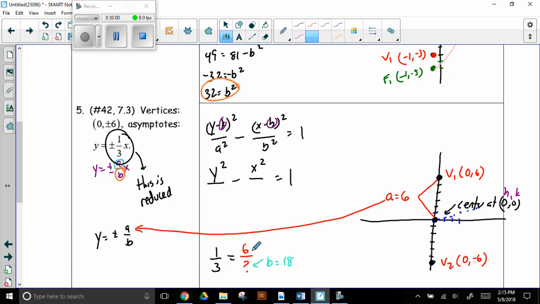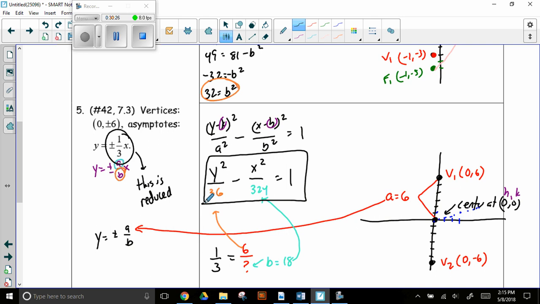And so when we're plugging this in, this actually becomes 18 squared, or 324. And this actually becomes a squared, or 36. And so our equation is here. So be a little bit wary when you have just the asymptotes given to you. It gets a little bit more complicated than sometimes you initially think.